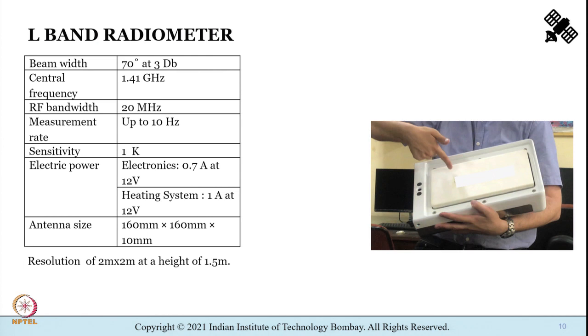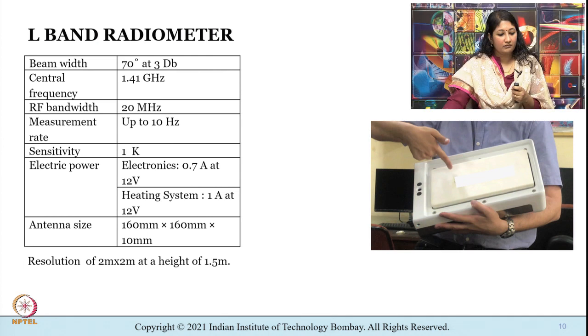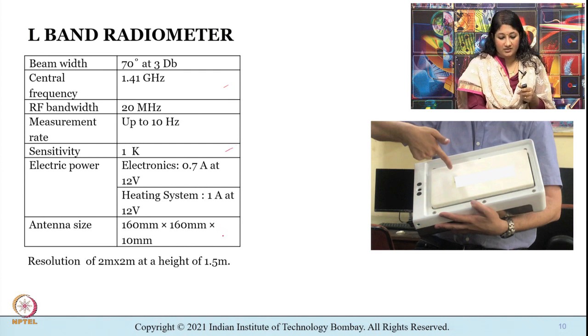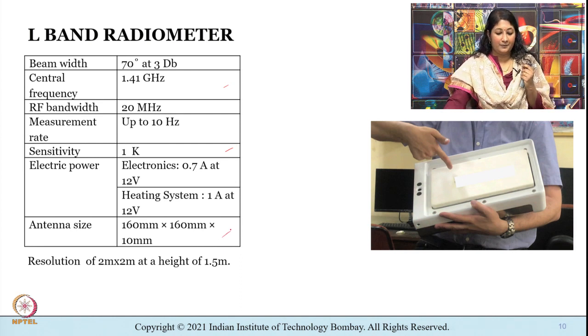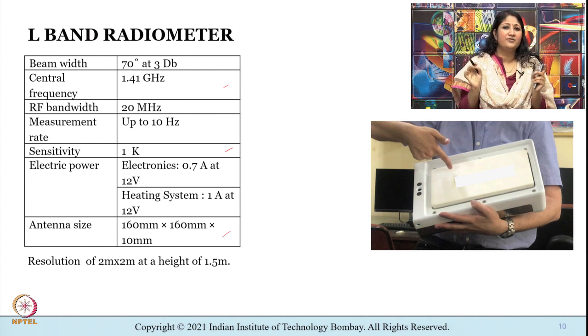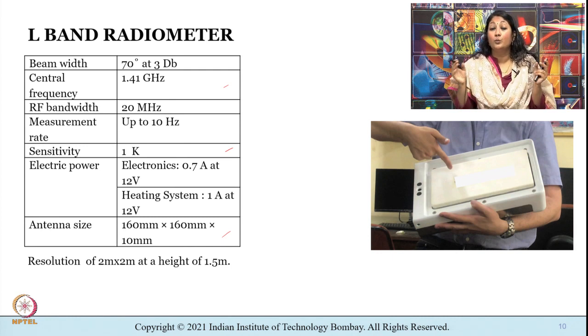The diagram of the radiometer is seen towards the right side, and the specifications of the L band radiometer are tabulated on the left side. It is operating at a central frequency of 1.41 gigahertz. It has a sensitivity of 1 Kelvin, and look at the antenna size, very compact, 160 mm by 160 mm by 10 mm. So, our aim was to measure microwave brightness temperature at very fine spatial resolution and to analyze the spatial variability of observed soil temperature, emissivity and TB at different polarization.